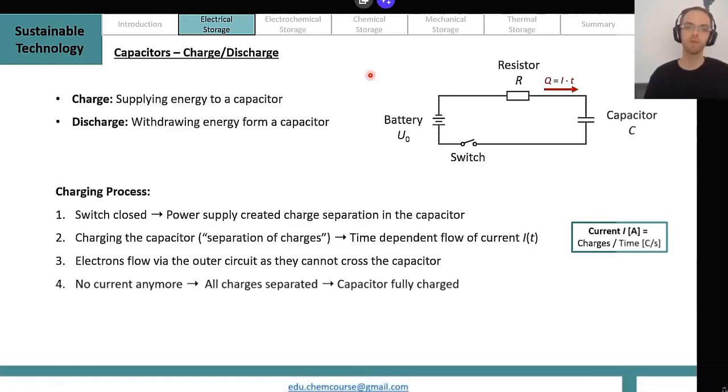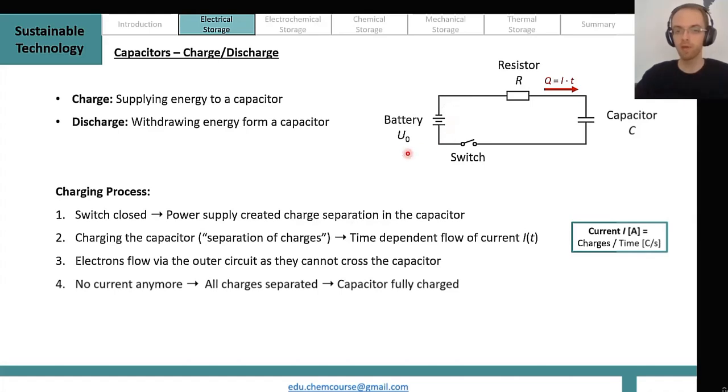Capacitors have a very distinct charging and discharging behavior. To charge a capacitor, you simply supply energy to it, and to discharge it, you simply withdraw this energy from the capacitor. A simple image to visualize this looks like this.